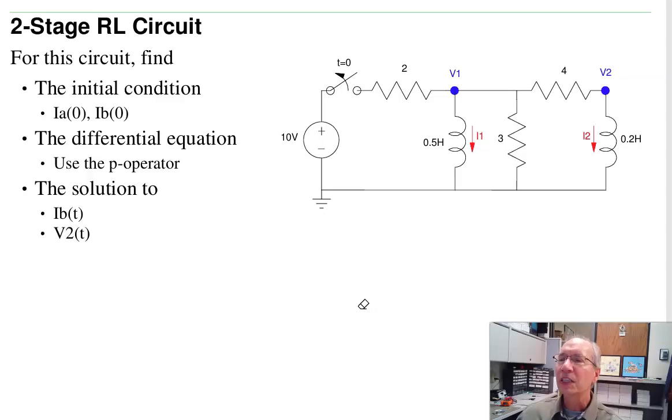Okay, that was a one-stage RL circuit. Let's look at a two-stage RL circuit. Suppose I have this circuit. The switch is closed for t less than 0, then opens. What is I1 of t? What is I2 of t? And what is V1 of t? What is V2 of t?